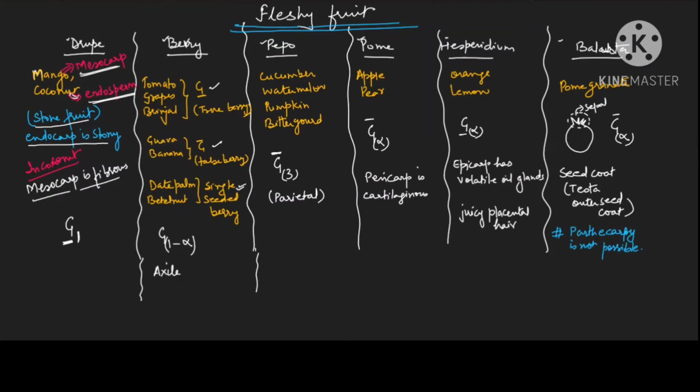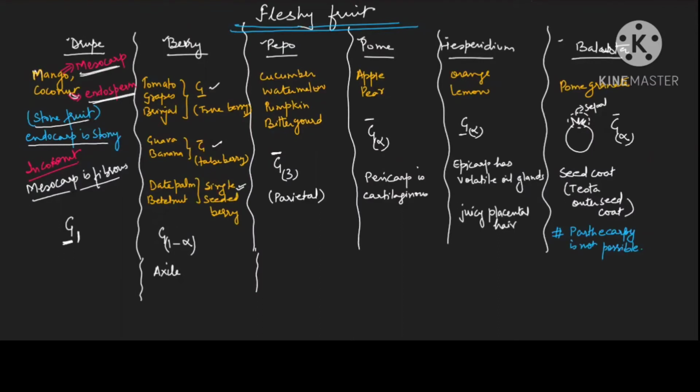Now, when you think of pepo, think of the cucumber. In cucumber, you can peel the outermost skin, but it is not only epicarp, it is epicarp fused with thalamus. When I say epicarp is fused with thalamus, it means the ovary is inferior. Is it clear? And if you cut the cucumber, you will find only three carpels are there. Tricarpellary syncarpous condition, okay, with parietal placentation.